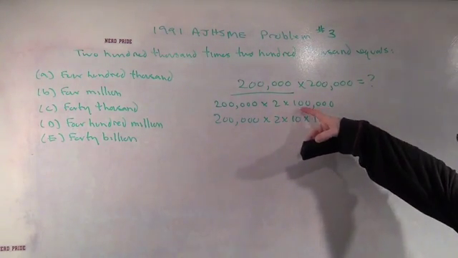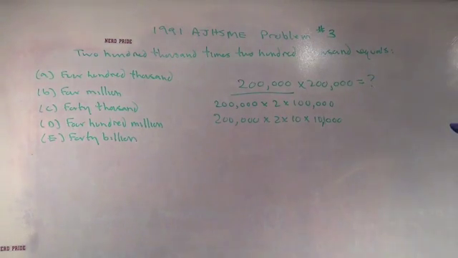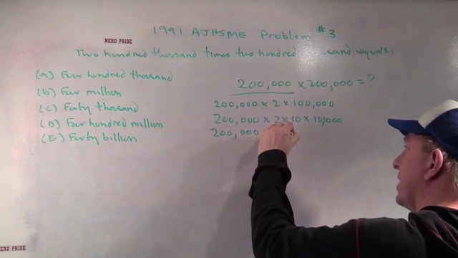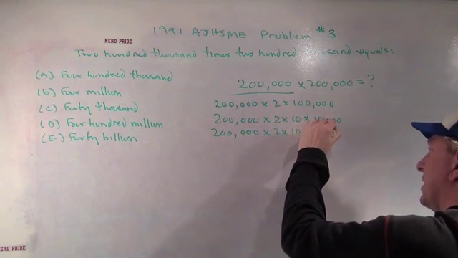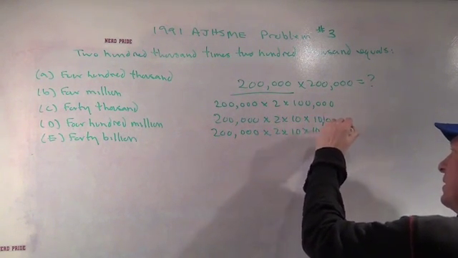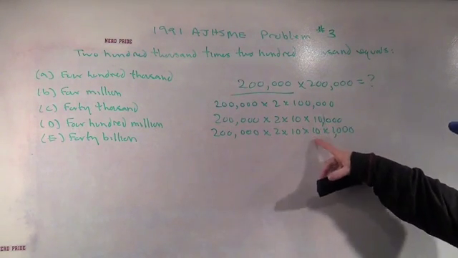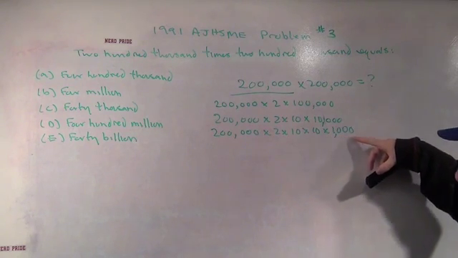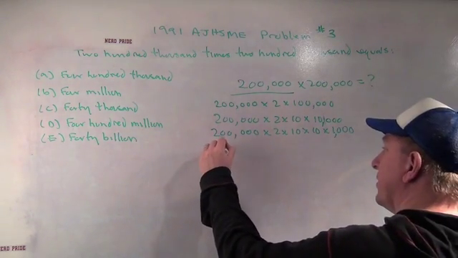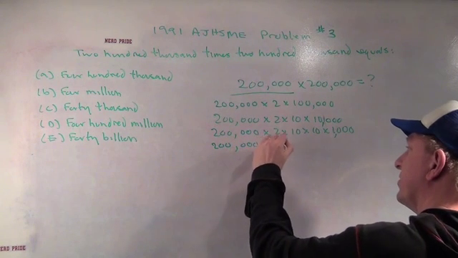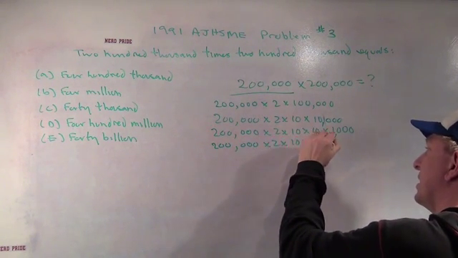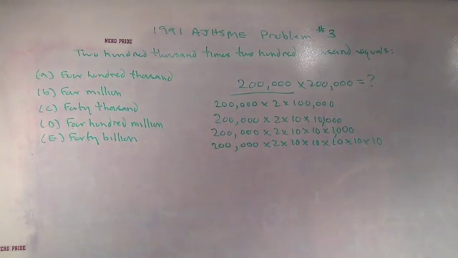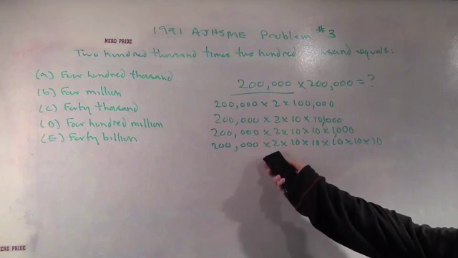So I'm breaking this 200,000 down into a bunch of things that we already know how to multiply by. Times 2 times 10 times 10 times 1,000. Because 10,000 is 10 times 1,000. Now I'm going to do this 3 more times. 1,000 is 10 times 10 times 10, right? So I get 200,000 times 2 times 10 times 10 times, now this 1,000 is just 10 times 10 times 10. Okay, great.